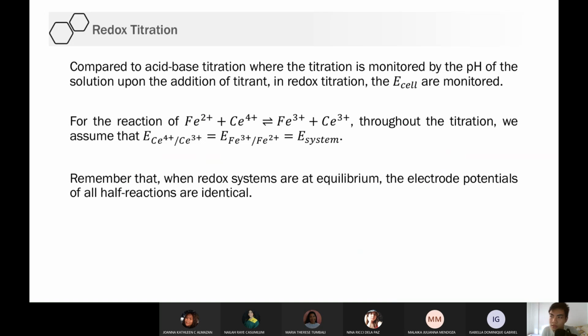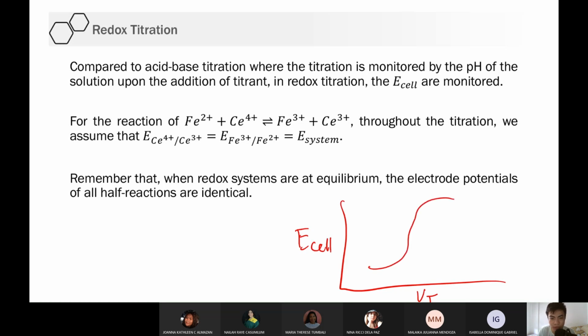But for redox titration, ano napapansin nyo yung sinosolve natin? Cell potential, E-cell, yung kuryente na mapoproduce nila. Okay. So, since we are solving for the cell potential, then the graph should be in terms of E-cell and the volume of titrant. No?